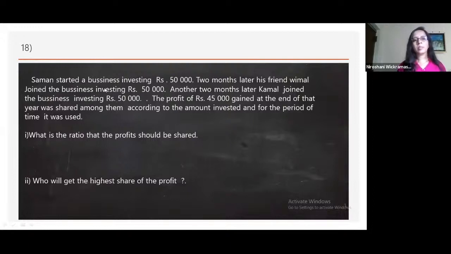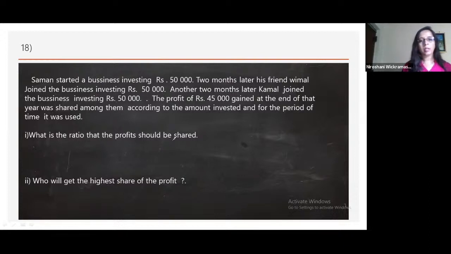Someone started a business investing 50,000 rupees. Another 2 months later, Kamal joined the business investing 50,000 rupees. The profit of 45,000 gained at the end of that year was shared among them according to the amount invested and for the period of time it was used. What is the ratio in which the profit should be shared?